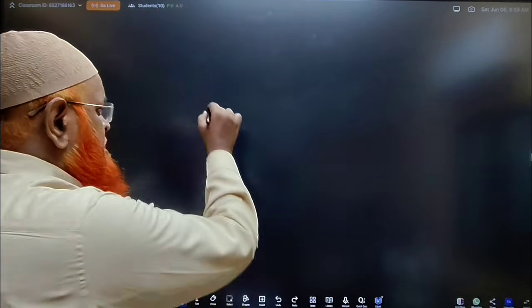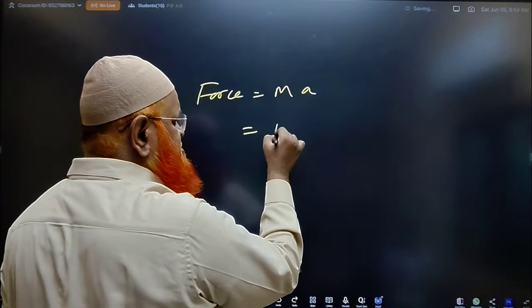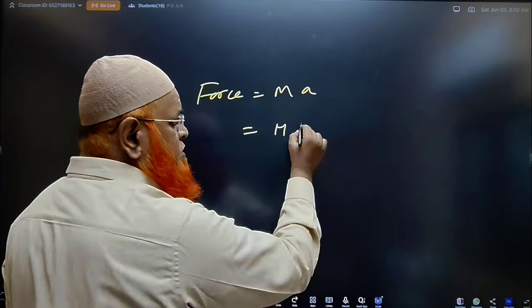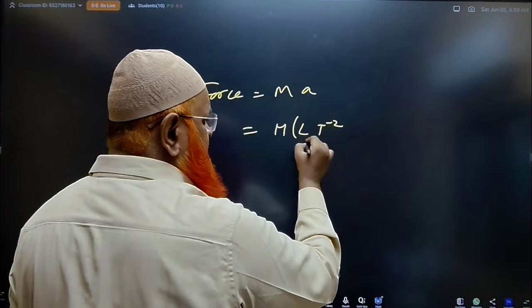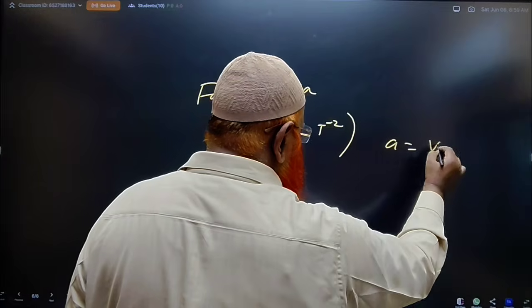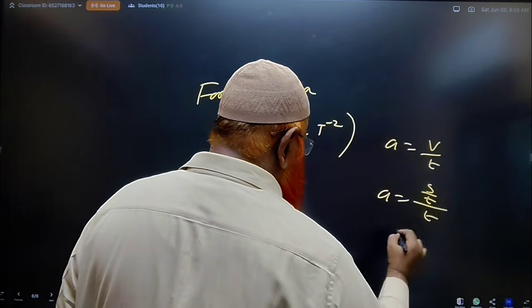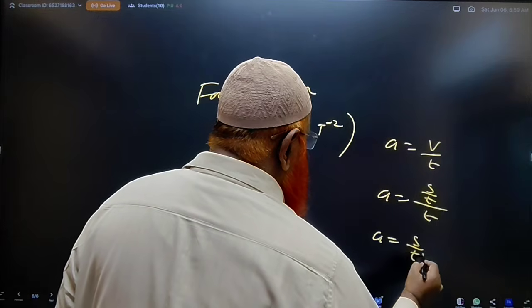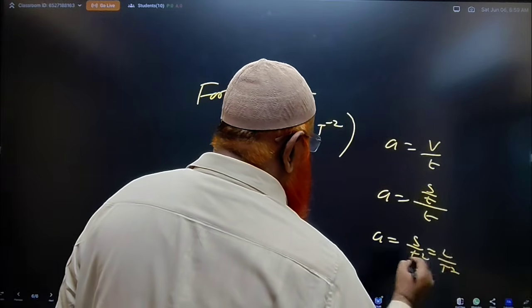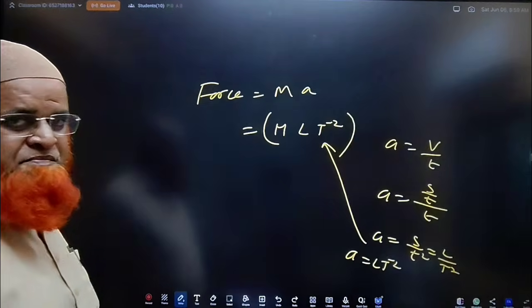What is the next one? Force. Force is nothing but mass into acceleration. Mass is M. Just now I told you acceleration is L T power minus 2, because acceleration means change in velocity by time. Velocity is nothing but displacement by time, whole divided by T. So A is nothing but s by T square, which is L by T square, which is nothing but L T power minus 2. So I have written it directly here.